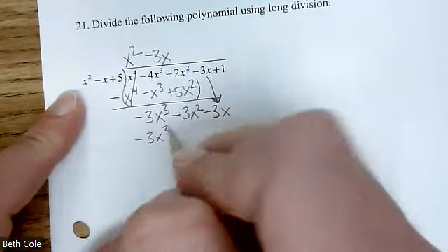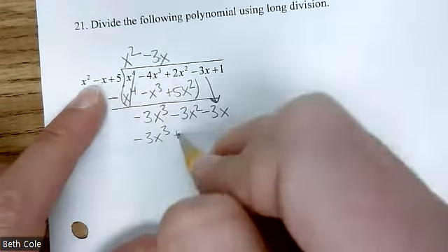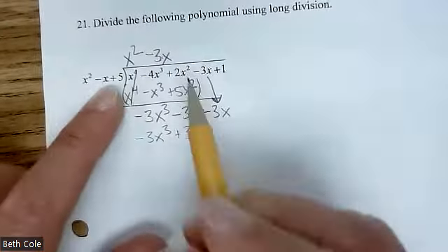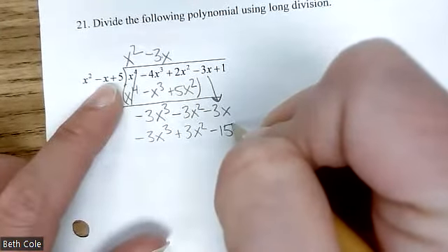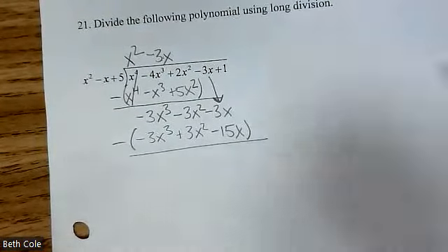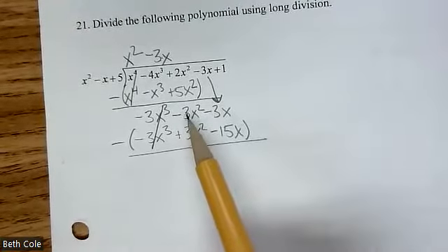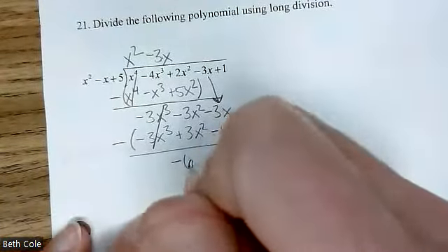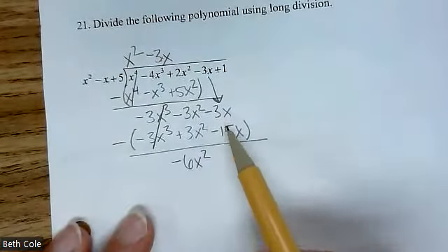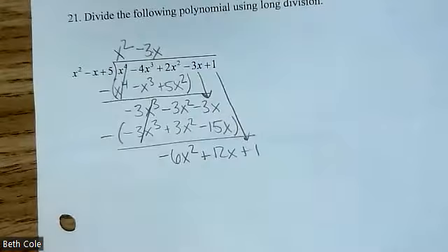-3x cubed. And then what would the next one be? Plus 3x squared. And then minus 15x. Good. Give it a hug. We're going to subtract. First column cancels. And be careful because they're negative. That is the hard part. Negatives are hard. They are. This is -3 minus 3, so -6x squared. This is -3 plus 15, so it's 12x. Bring down the 1. You're going to do it one more time. You can do it. I believe in you. Go team. Pep talk.